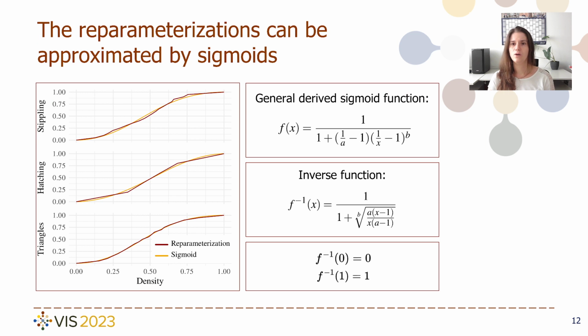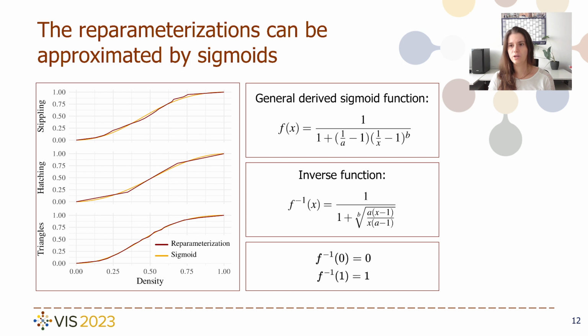Additionally, we found that our reparameterizations are well described by sigmoid functions, as you can see on this slide. Here we have the perceptual values on the y-axis, the density on the x-axis. The reparameterizations are shown in red and the sigmoids in yellow. With our general derived sigmoid functions, it is possible to map from density space to perceptual space. With the inverse function, a mapping from perceptual to density space is possible.